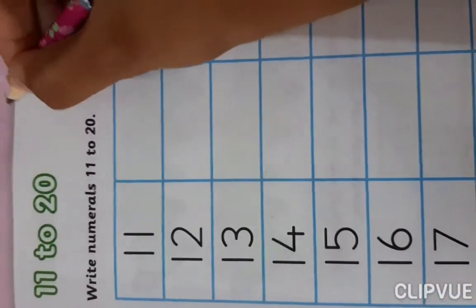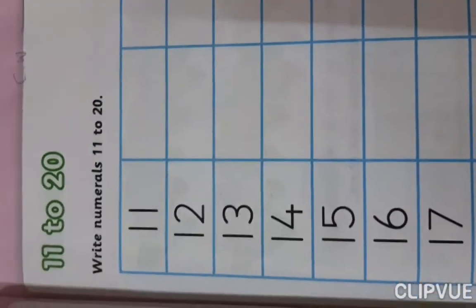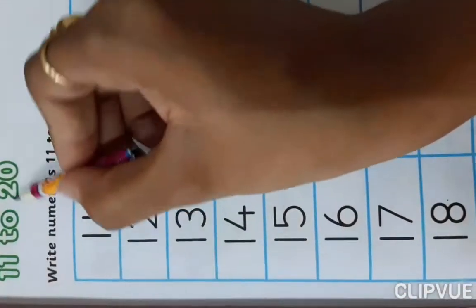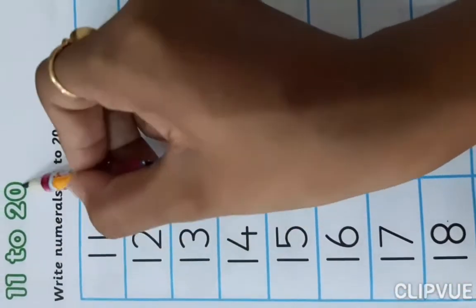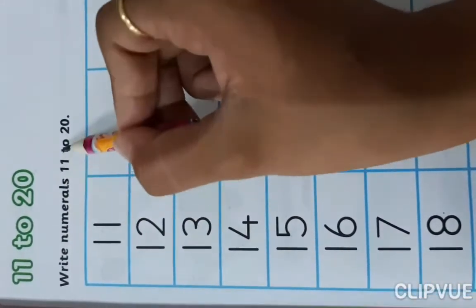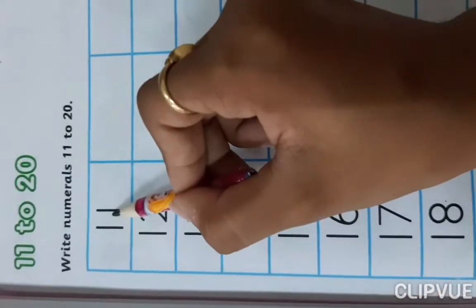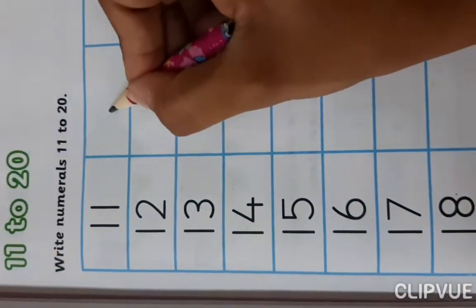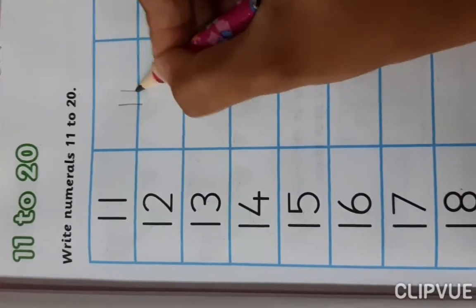Okay, now page number 35. Page number 35. Write down here CW and today's date. Okay, 11 to 20. You know very well 11 to 20. Write numerals 11 to 20. First 11. I write down here 11.